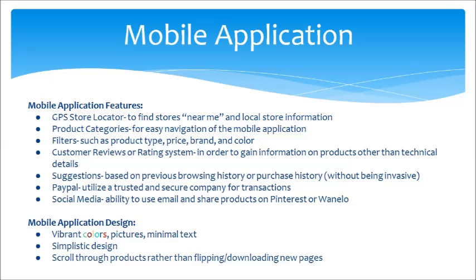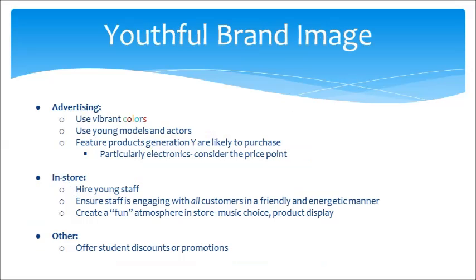Customer reviews would give more in-depth information as well as reassurance. Suggestions made by the app based on browsing history may also be helpful so long as they are not too invasive. PayPal is a trusted and secure company for transactions. And lastly, social media allows for the use of email and Pinterest for sharing products. The design should use vibrant colors, minimum text, be simple, and have scrolling features. Finally, we highly advise the following variables for Harvey Norman to implement in order to generate a youthful brand image.